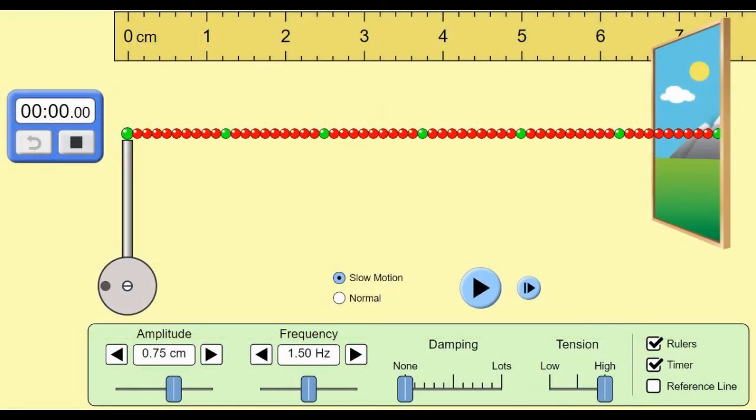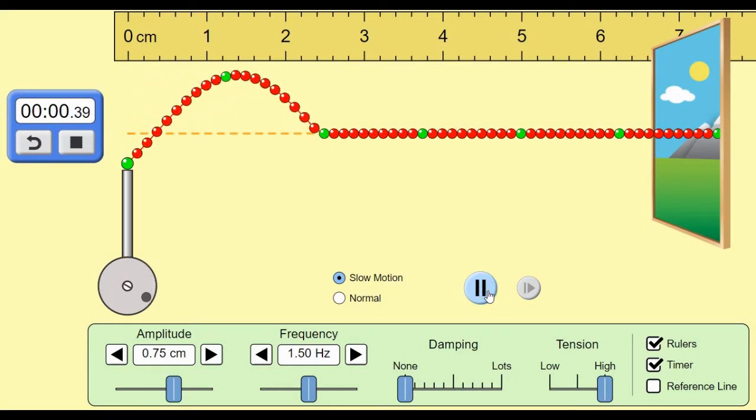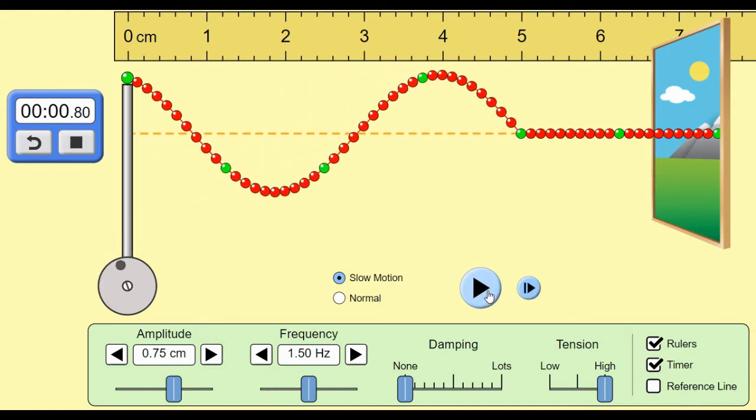We'll demonstrate this by working out how long it takes a wave to move through the string in the PhET simulation. We'll work out how long it takes the wave to travel a certain distance, so let's say 5 centimeters. Now the simulation is set to slow motion to make this a little bit easier to stop. And so we've got 0.8 seconds. So the wave traveled 5 centimeters in 0.8 seconds.